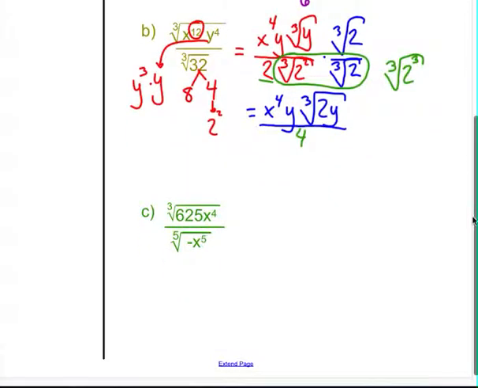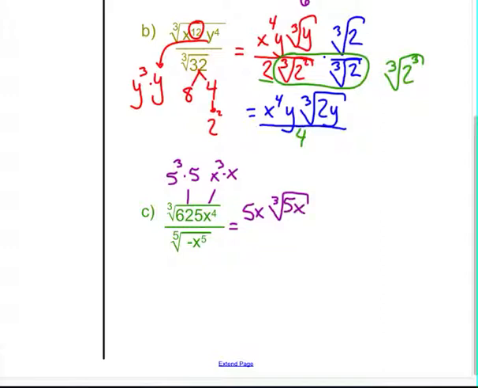And the last one, I have 2 different roots, so I cannot combine them under one radical. So I'm going to look at the numerator, simplify my perfect cube, and this is 5 cubed times 5. So the cube root of 5 cubed is 5, and there's a 5 left over under the radical. And this is the same thing, x cubed times x. So the cube root of x cubed is x, and under my radical, I will have 5x left over.